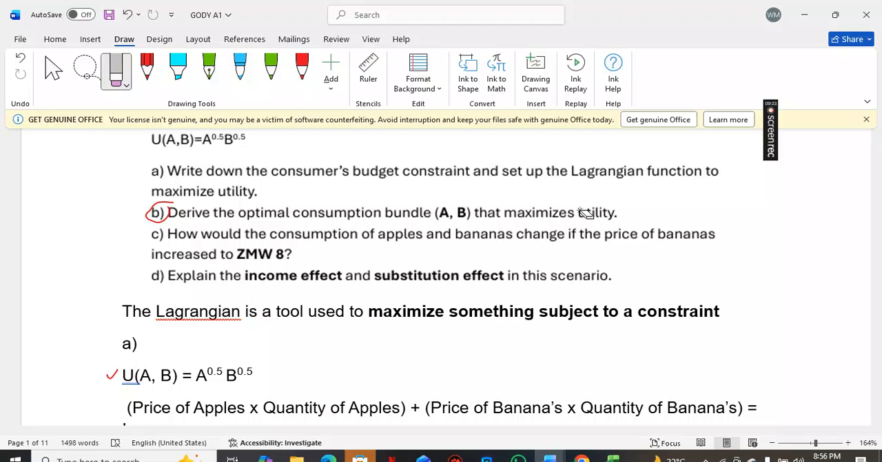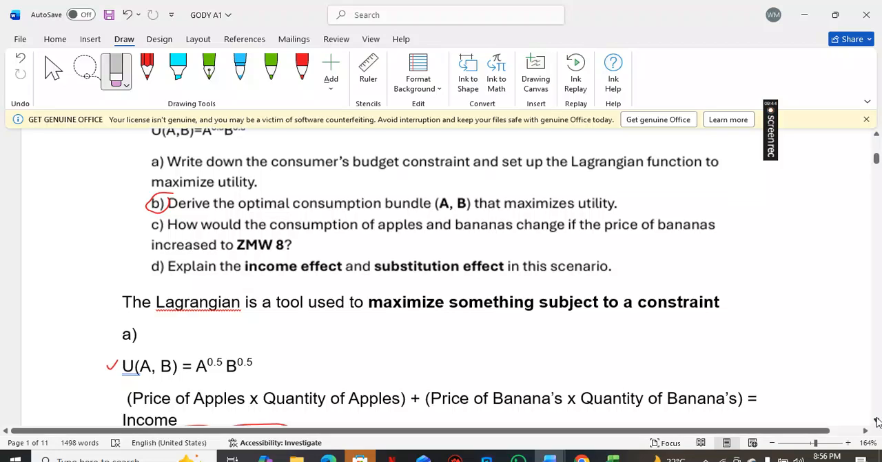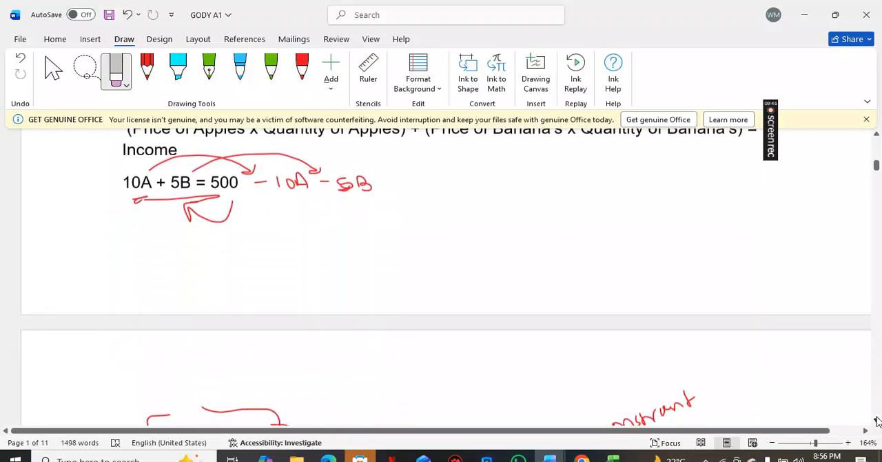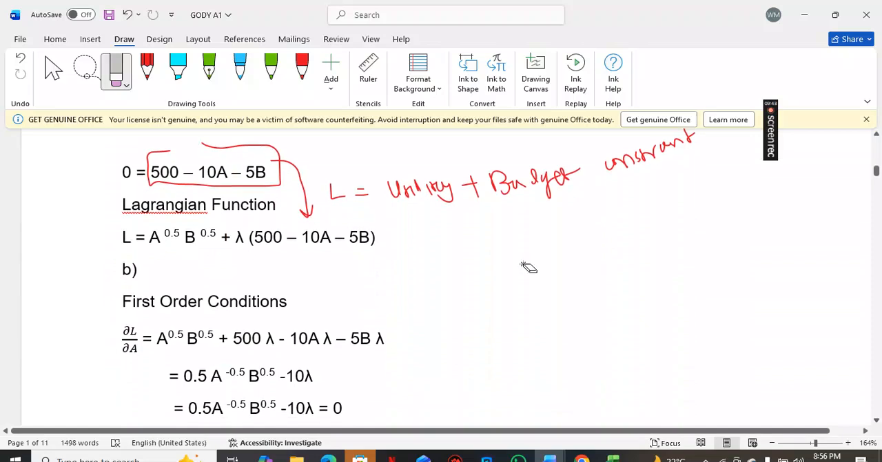So we're just asking how much of A and B we need to have so that we get the most satisfaction. This is what this topic is basically about. Consumer theory: how you as a consumer with your budget can maximize your satisfaction so that you are happy. So this is where part B begins.